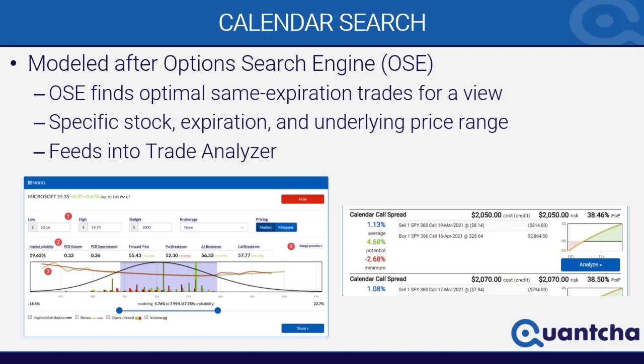The options search is based on finding an optimal same expiration trade for a specific view. And by view we mean for a specific stock at a specific expiration, you have an underlying price range. So for example, if you think ABC is going to close in the range of 100 to 110 on the December expiration, you're able to plug that into our options search engine, and it helps you find a great trade with options that all expire on that same date.